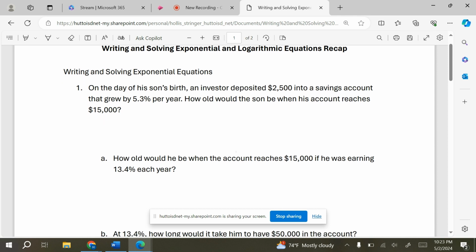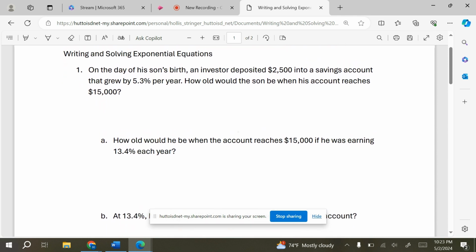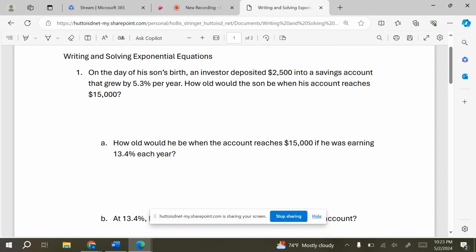So let's take a look at this first one. You should have this paper in front of you as well. Sorry if my work gets kind of sideways. Not a lot of room to be working here. So let's go ahead and read number one.